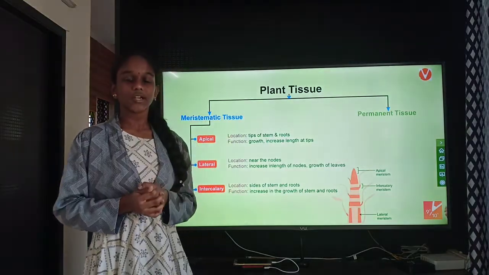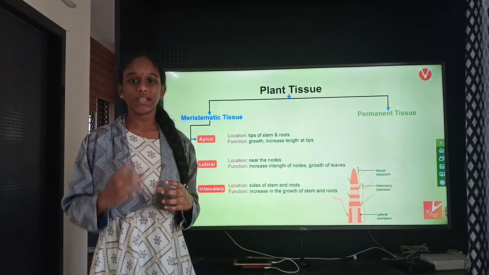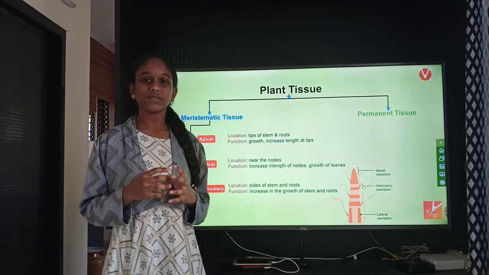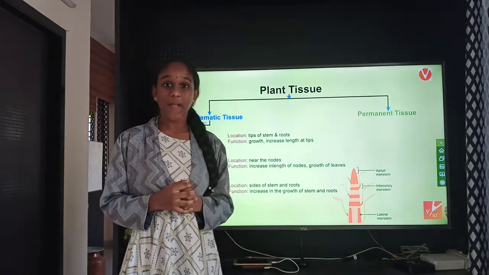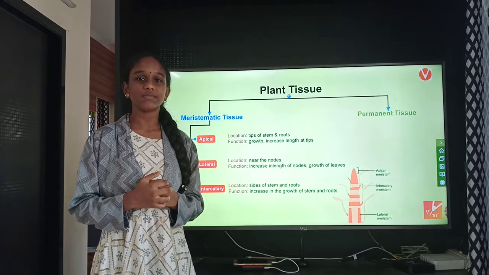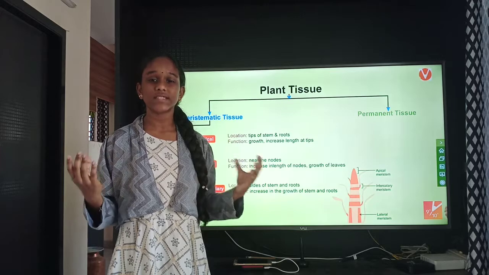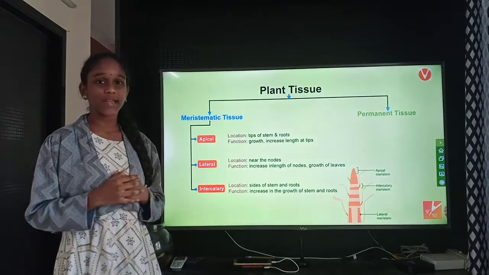Now let's talk about intercalary. Intercalary helps the in-between region of the stem, at the leaf, to grow perfectly. It means it helps in the growth of the leaf. Now let's talk about lateral meristematic. Lateral meristematic helps in the growth of the stem. It means broadness, the diameter of the stem. So this is all about meristematic tissues.